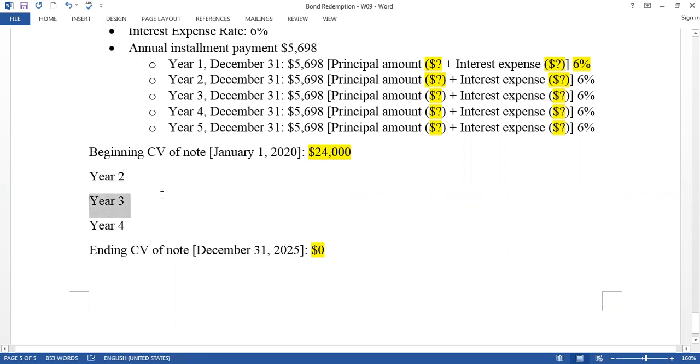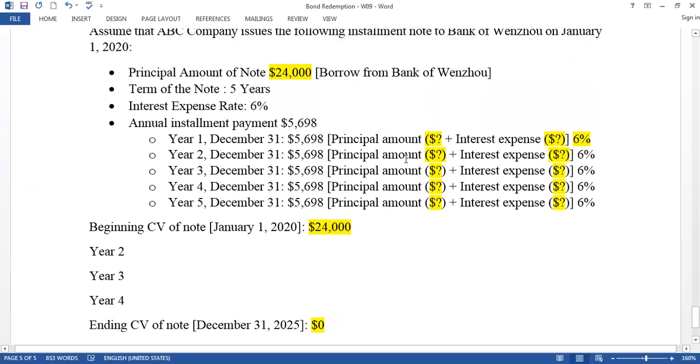Year 3, we have another carrying value. Year 4, we have another carrying value, right? Do you understand? So carrying value is different in every year. Beginning carrying value $24,000, ending carrying value $0. And we have to calculate the carrying value at the end of every year. This is what we are going to do through the installment amortization schedule.